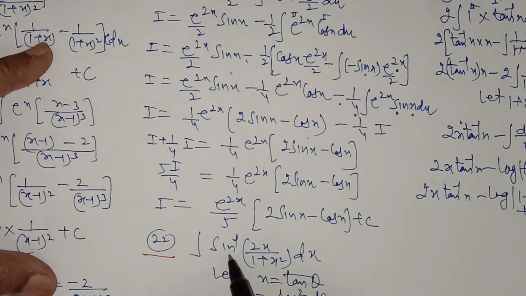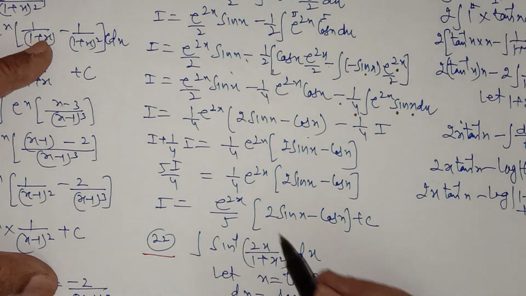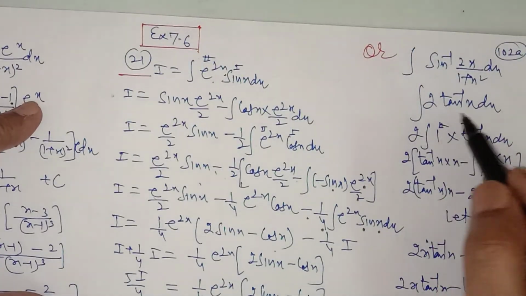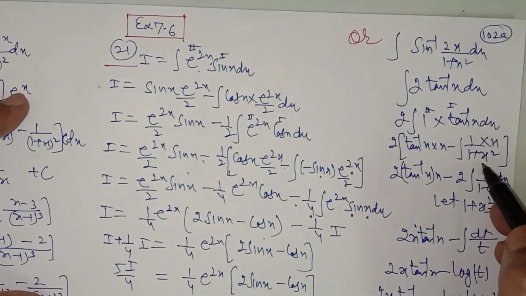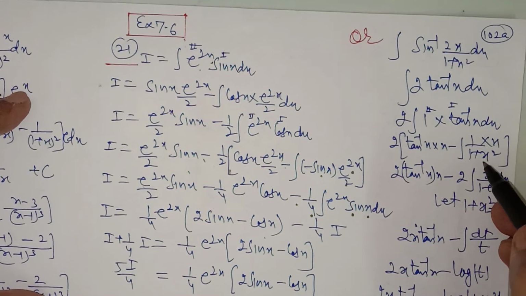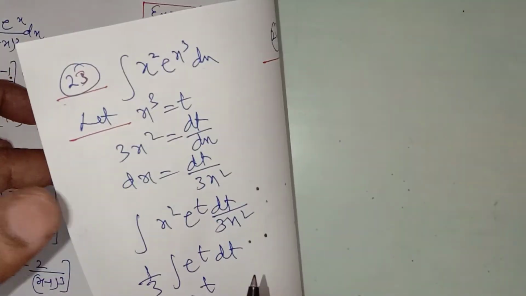Now 22 is sin inverse of 2x upon 1 plus x square. If you let x equal tan theta, it will be the formula of sin 2 theta, and if you replace the value of d theta you will get integration by parts. But if you see it carefully, you have done inverse trigonometric functions, and it is the formula of 2 tan inverse x. So in place of this, you can write 2 tan inverse x, multiply with 1 and integrate by parts, as we have done already in the previous question of this exercise.